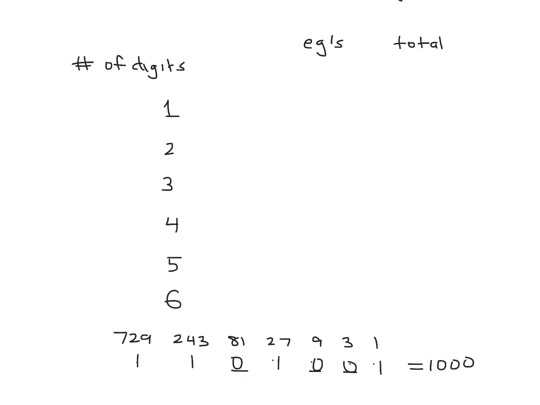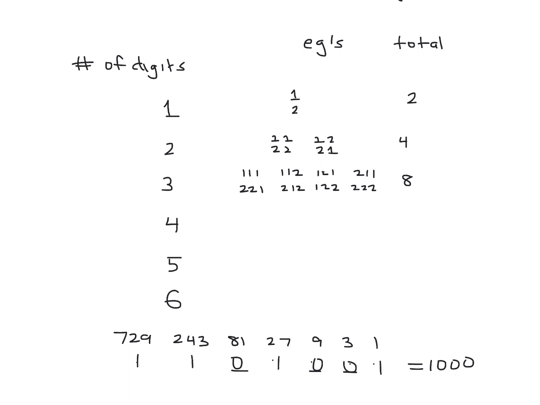So if a number has 1 digit, the only possibilities we have are just 1 and 2. So there's 2 of those in base 3. If a base 3 number has 2 digits, it could be 1,1, it could be 2,2, it could be 1,2, or 2,1, and there's 4 possibilities there. If a base 3 representation has 3 digits, it could be 111, 112, 121, 211, 122, 212, 221, or 222, and there's 8 of those. And then you can kind of keep it going from there.